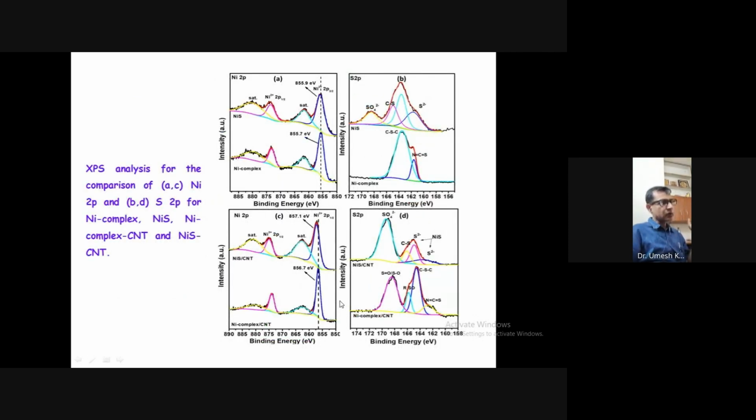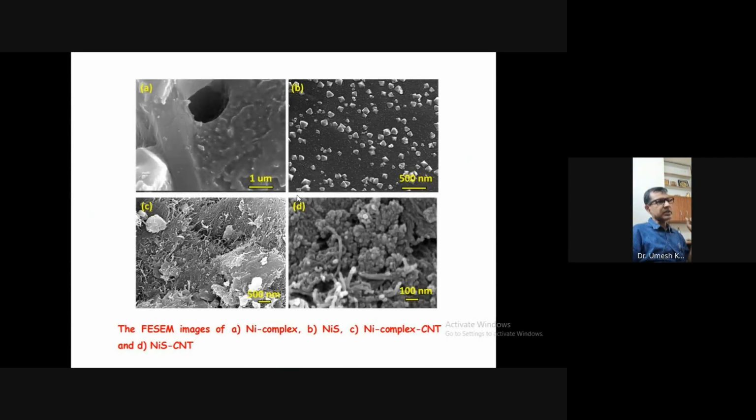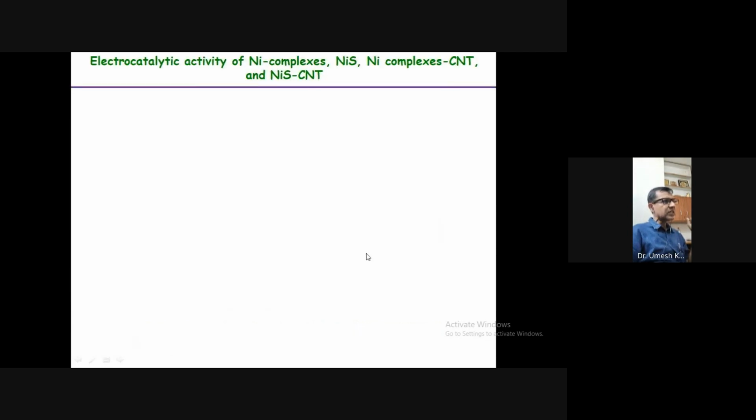This is the XPS analysis of all four materials. We have made comparative tables of all the XPS and FTIR data for all four compounds that we have prepared and compared with our starting materials. The electrochemical measurements are of these nickel complexes, then nickel sulfide CNT, nickel complex CNT, and the decomposed material, nickel sulfide. So we have done the electrocatalytic activity of all four materials and compared with iridium oxide.